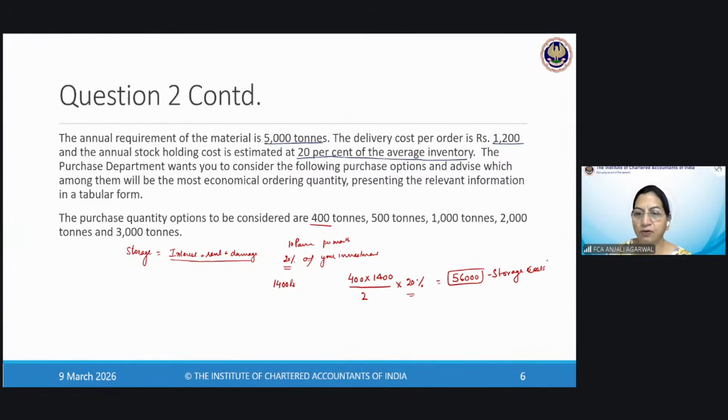Now, the same thing can also be done. If I'm ordering 400 units, 400 divided by 2, my average investment is 200 units multiplied by the cost of storing 1 unit for 1 year. Now, what will be the cost of storing 1 unit for 1 year? Take the raw material price and multiply by 20%. So it is 280. So 400 by 2 into 280, 200 into 280. This will also give you 56,000.